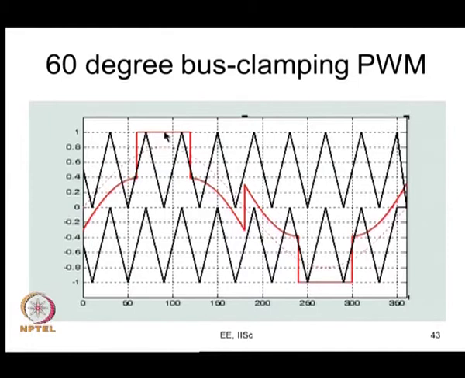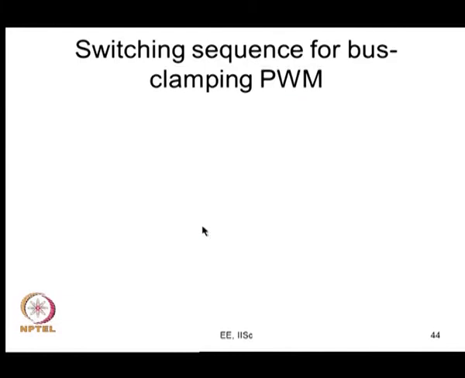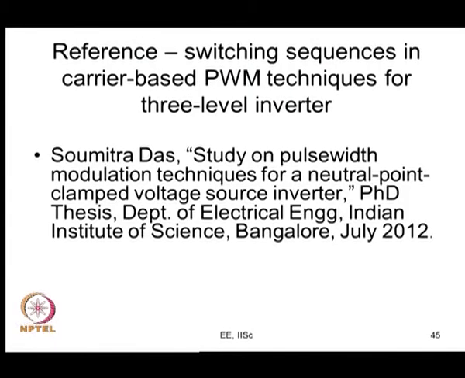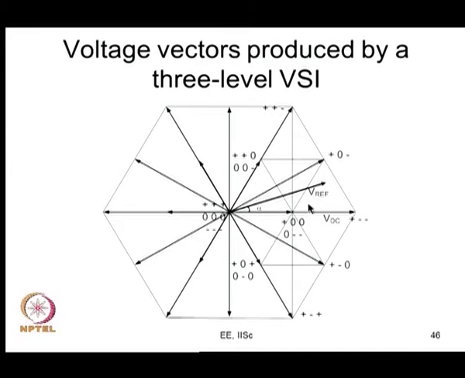So, the R phase will be here, and the Y phase and B phase signals will be lower than that. You can look at the switching sequence for bus clamping PWM like we did for sine triangle PWM. You can consider this as an exercise for yourself. You can see these various switching sequences for carrier based PWM methods; they have been analyzed in this thesis. So, this is a useful reference for you.